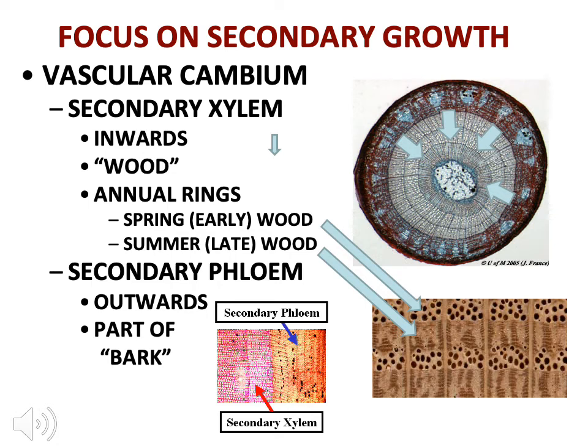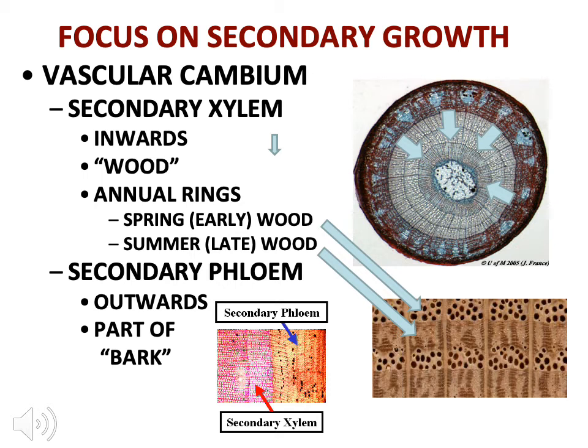If you look at a tree trunk or you look at a 2x4 or any piece of wood, that is technically secondary xylem. And I see the arrows indicating it's being added inwardly, and it's going to be added inwardly on an annual basis. And so those rings of xylem are annual rings.